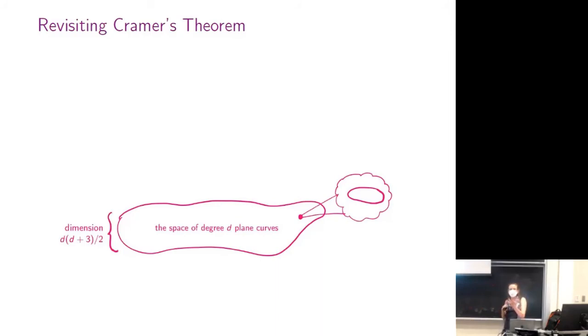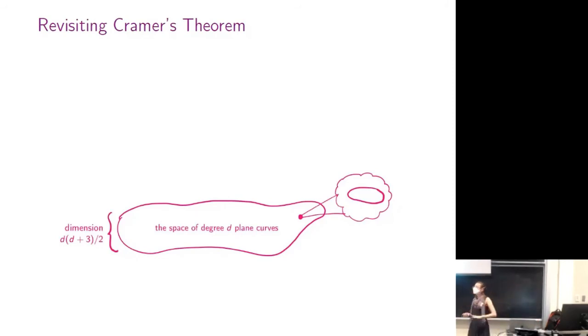And there's one piece of freedom, which is that if I scale all the coefficients, I still get the same curve, right? Because the curve only depends on where they vanish. So the dimension of this space should be d times (d plus 3) over 2, which was the total number of coefficients minus 1. Is everyone with me? Make sense to everyone? Okay.